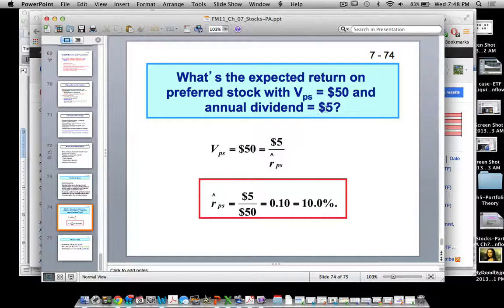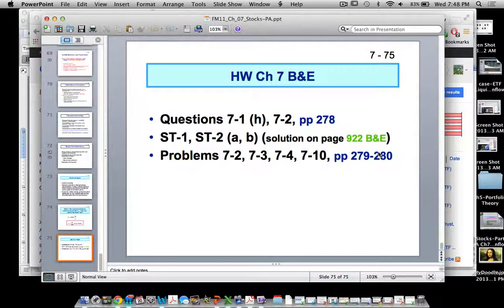So the annual dividend, let's say on a preferred stock currently priced at $50, is $5. So 5 divided by the interest rate is $50. Just rearranging, you'll see basically 10% is the expected return on the preferred stock. And here are some of the homeworks. You should do that. And that pretty much concludes our chapter on stocks.